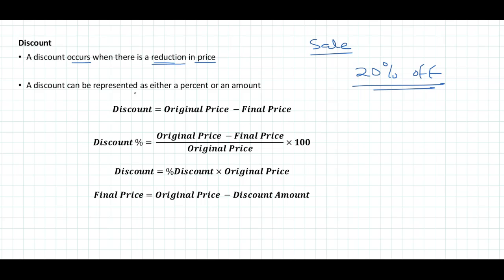A discount can be represented as either a percent or an amount. Here, your discount is your original price minus your final price, because your final price is lower. Your discount percent is going to be your discount divided by your original price times 100. Your discount amount, if you want to get a value, is your percent discount multiplied by the original price. And then your final price is going to be your original price minus your discount amount.